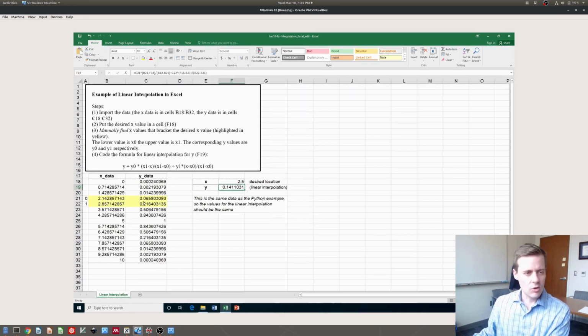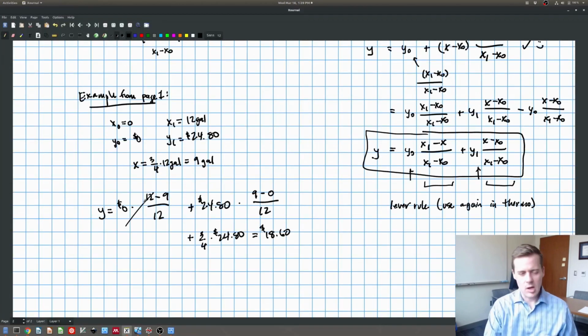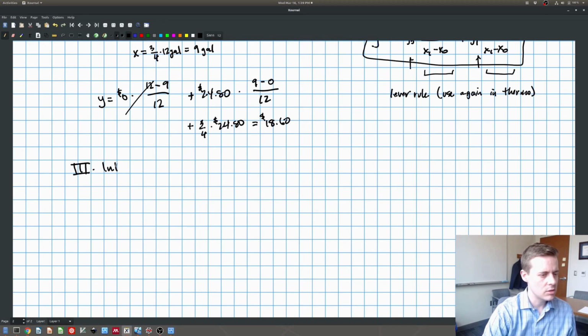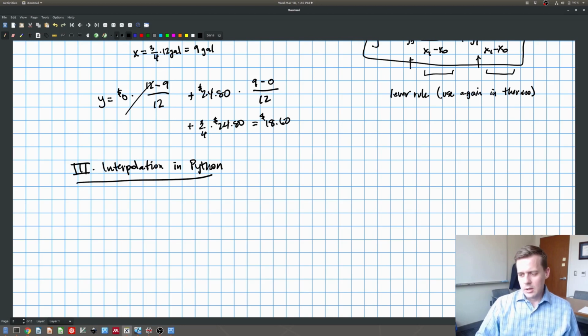Okay, so I'm going to go up here then. We've done 1, we've done 2. Let's finish with part 3, which is interpolation in Python. In Python, we are going to use a new module.